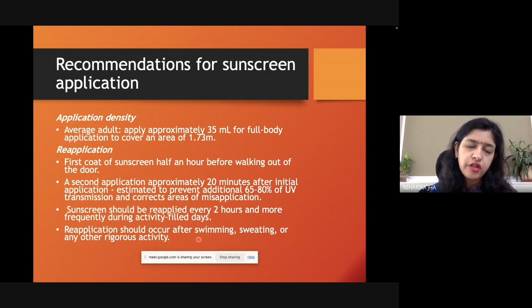So what we usually recommend is a reapplication after every 3 to 4 hours. For example, 7 a.m., 11 a.m., 3 p.m., or 8 a.m., 12 noon, 4 p.m. So basically after 3 to 4 hours till the time the sun is there. So that should suffice for most of the patients.